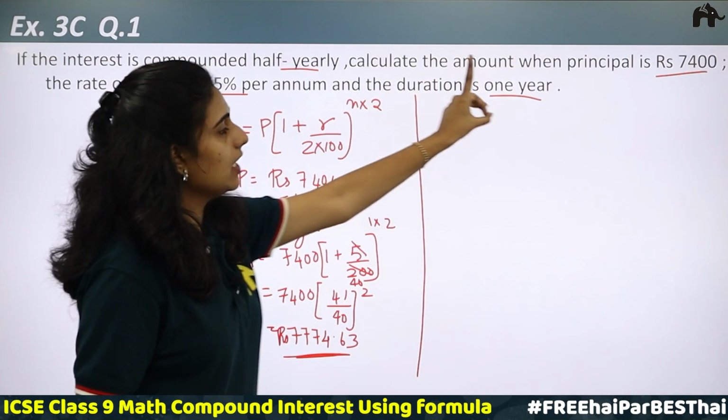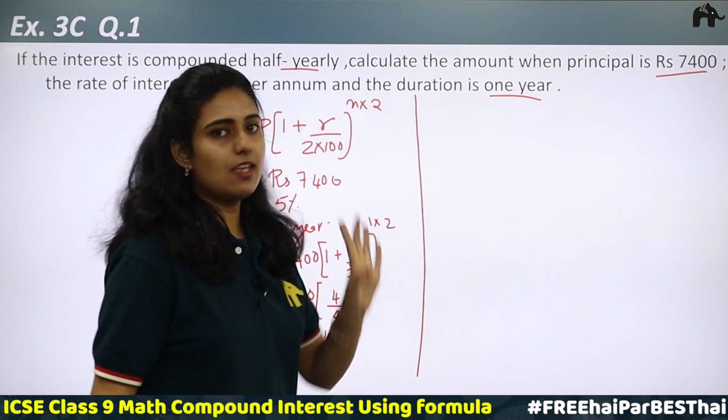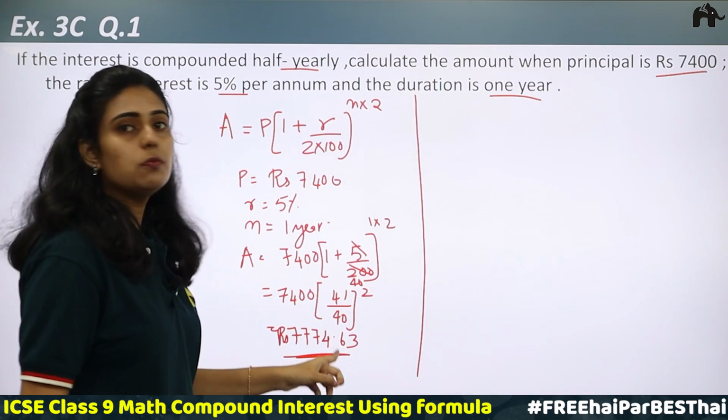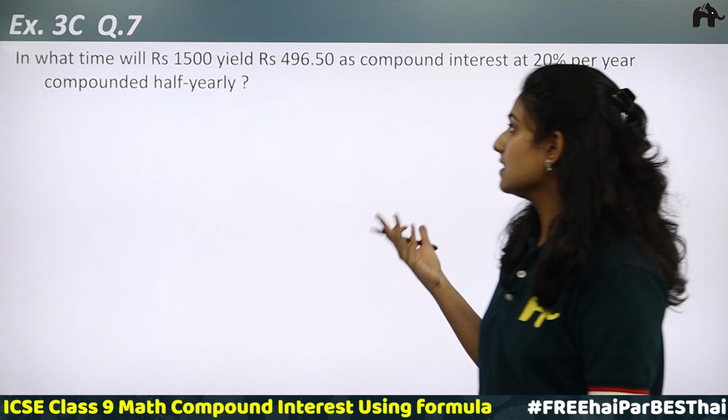We have to calculate the amount when the principal is rupees 7,400. The amount will be 7,774.63. Question 7 of exercise 3C.